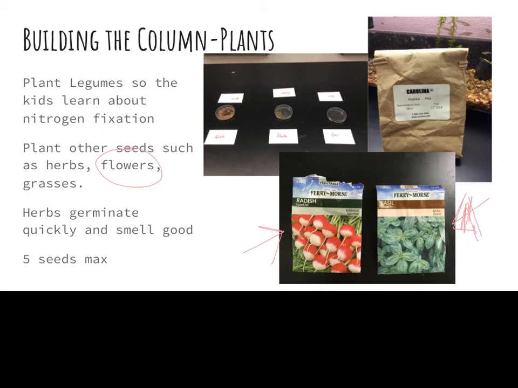Now, we plant 5 seeds, so we do 2 legumes and 3 of some other seeds, and really that's way too much for the soil, but it's fun for them. They tend to have the space in the soil and nutrients as a limiting factor after a few weeks. Really, the amount of soil should only support 1 seed, but we plant 5 just because I want the kids to be taking data.